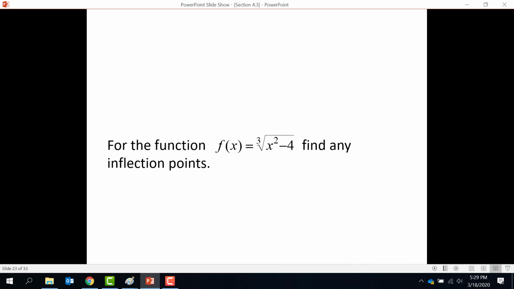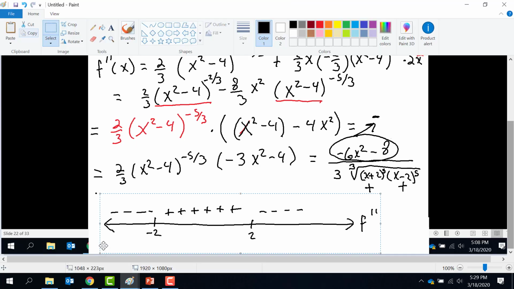Okay, so now we're going to find any inflection points, and points of inflection are points where the graph changes concavity. If we look at the sign chart for the second derivative, we see that to the left of -2 the graph is concave down, then in between -2 and 2 the graph is concave up, and then past 2 the graph is concave down. So -2 and 2 are not in the domain of the derivative, but they are in the domain of the original function, and so there you do have an inflection point. It is a point of inflection.